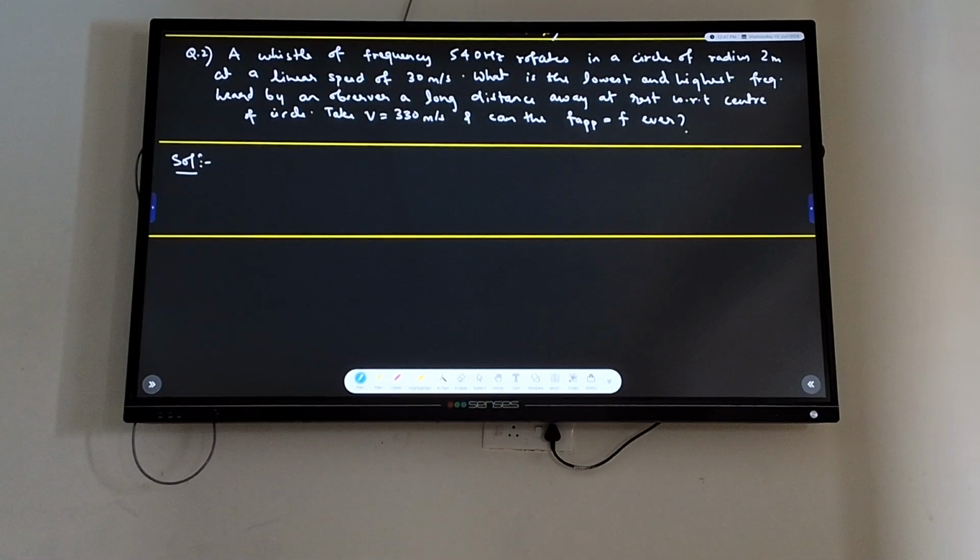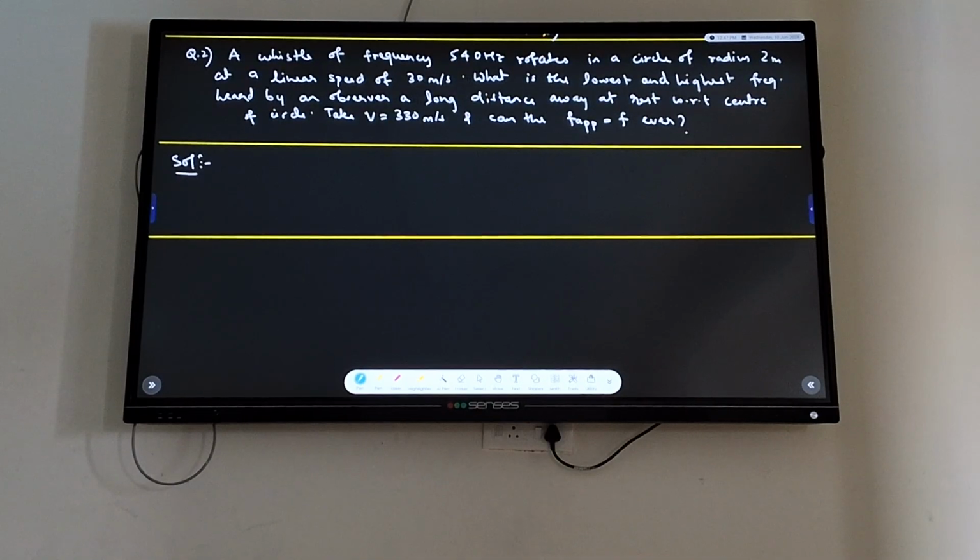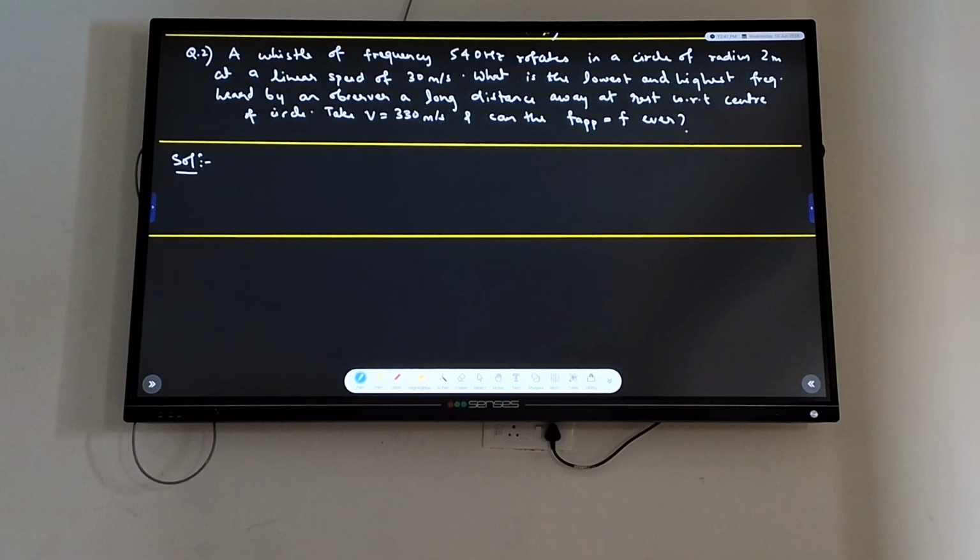When the source is over here and the observer is stationary over here, and when the source is rotating, the point when it's over here will be the highest. So tell me, when the source rotates, does its velocity go outward or along the tangent? Tangential, like this. Tangent, right? So it will be tangential. So what angle is this making?